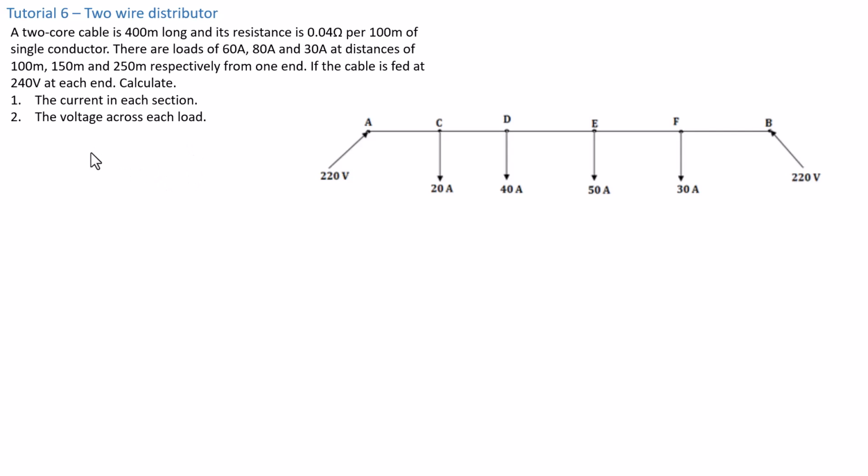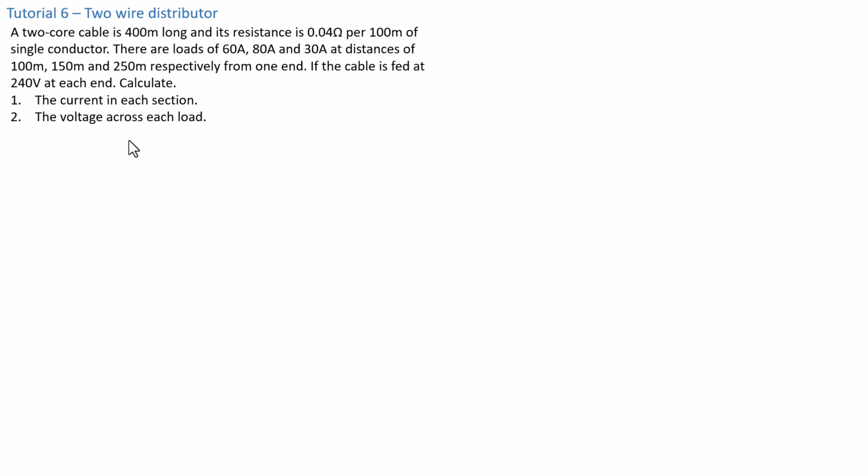Having said that, we need to find a way to calculate the current in each section and the voltage across each one of these loads. The best approach to solve this type of problem is to draw your network out. That way you're going to see your circuit clearly, and it's going to make it much easier to solve. We know that there are loads of 60 amps, 80 amps, and 30 amps situated at these distances from one end of the supply, because we know that the circuit is fed from both ends.